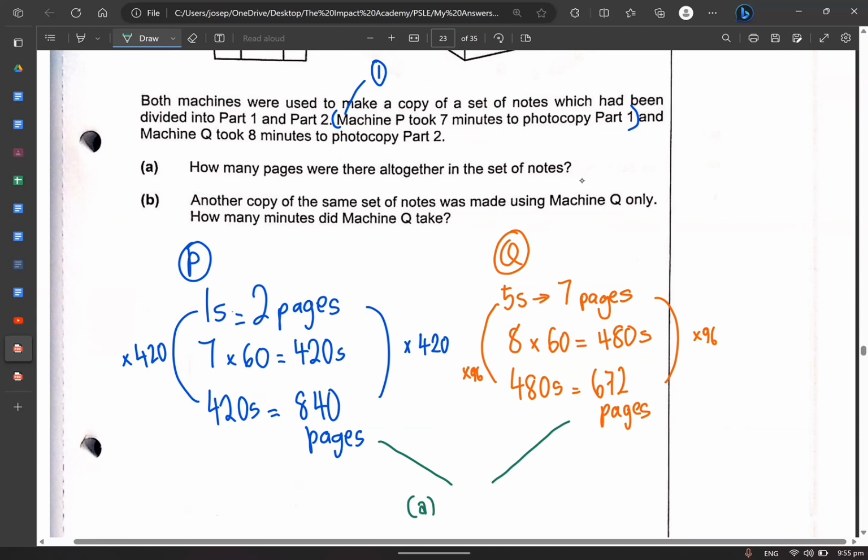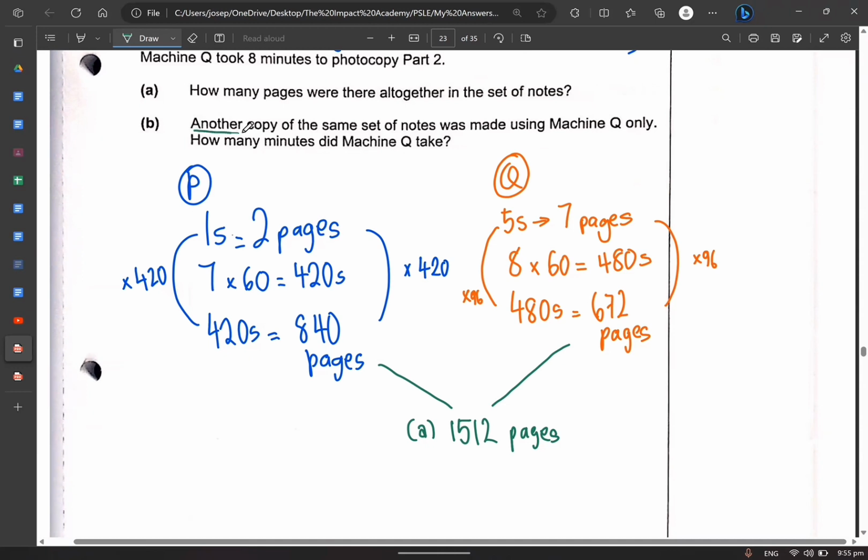When you add these two up together, you will get an answer of 1,512. Okay, so that is the number of pages in the set of notes. Now, they continue on to tell us that another copy of the same set of notes was made using machine Q only. Same set of notes, so therefore it's 1512 pages as well.